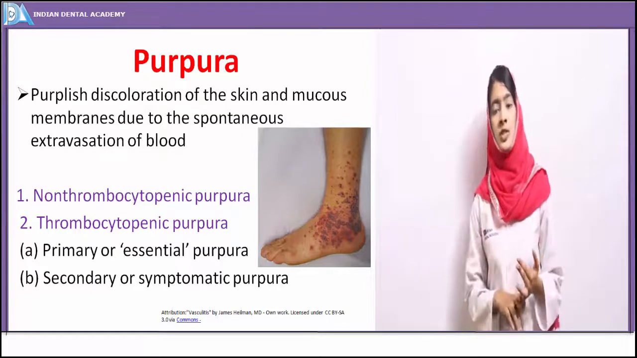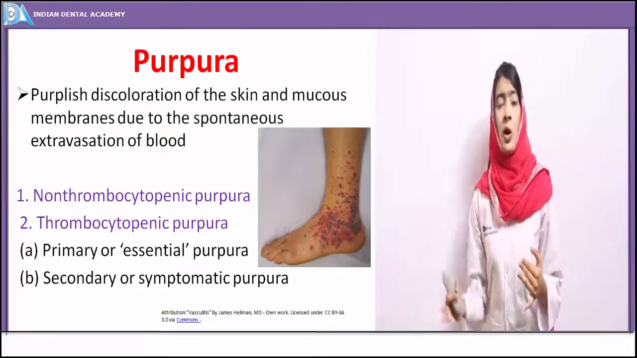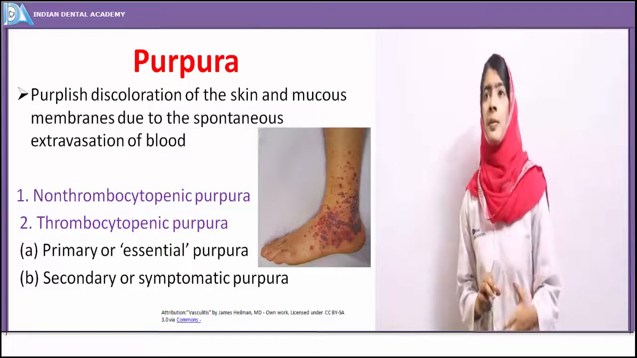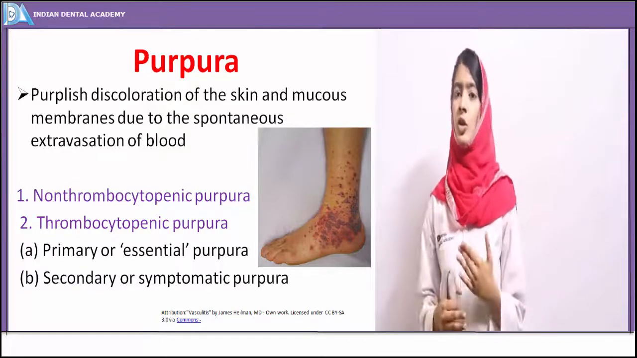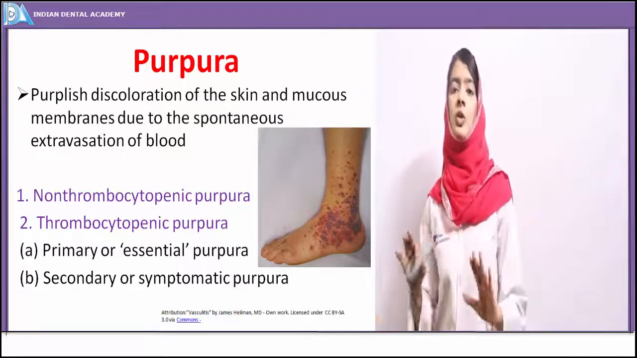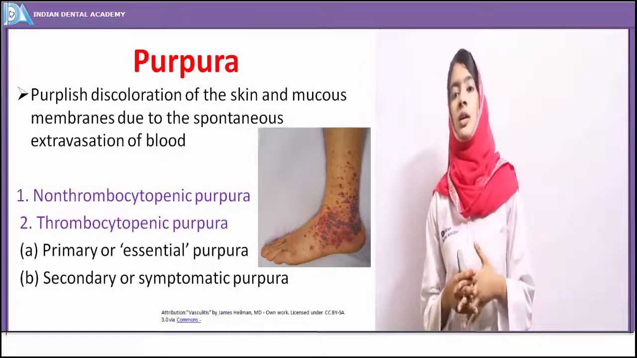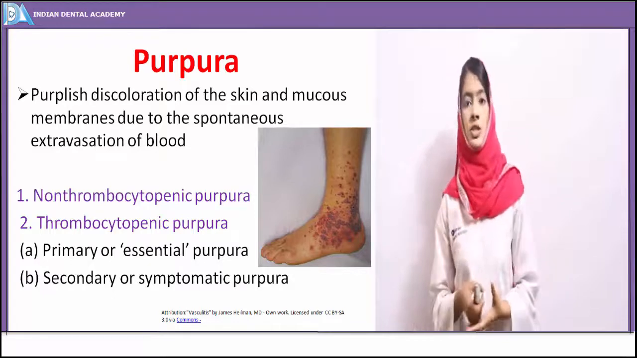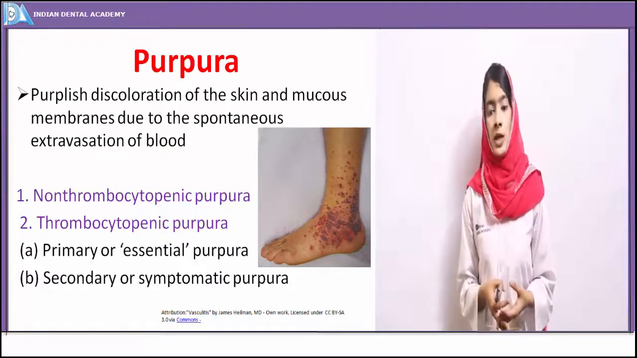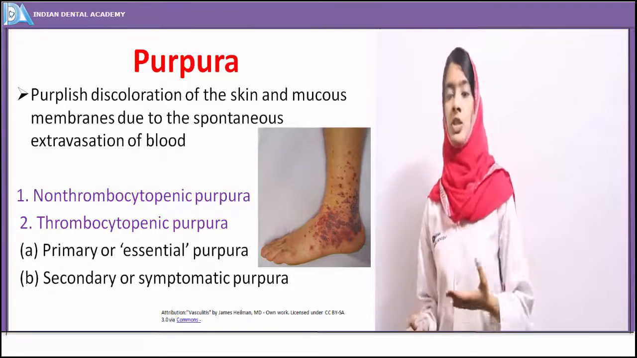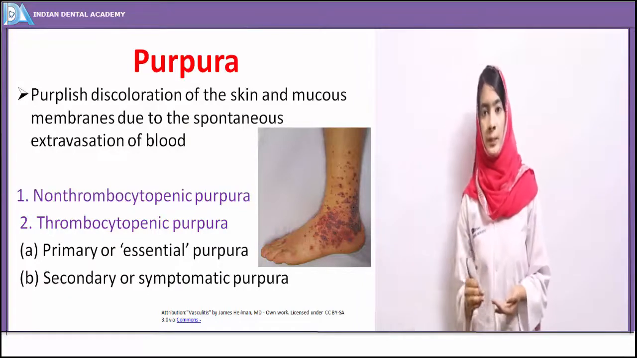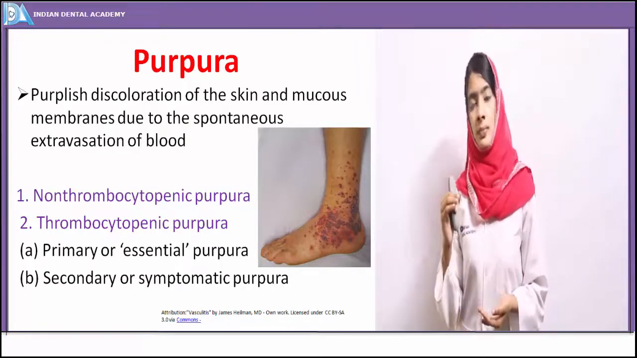There is non-thrombocytopenic purpura. The non-thrombocytopenic purpura is the appearance of purplish discoloration of skin or mucous membrane which is not related to reduction in the blood platelets or the thrombocytes. That is because of other infections and so on. Thrombocytopenic purpura is purplish discoloration which is associated with the reduction in the thrombocytes or platelets.